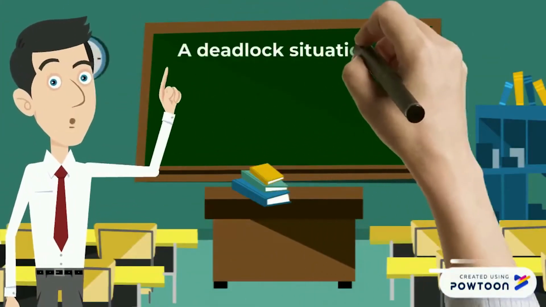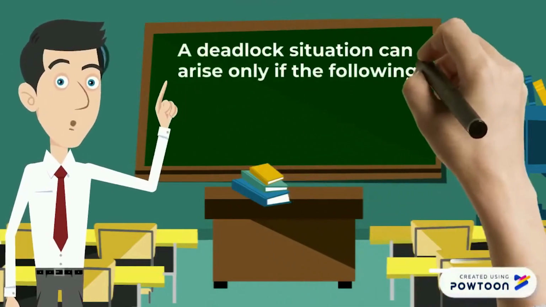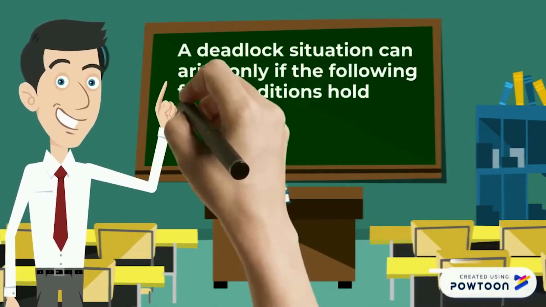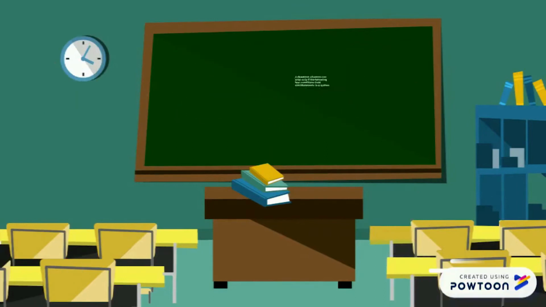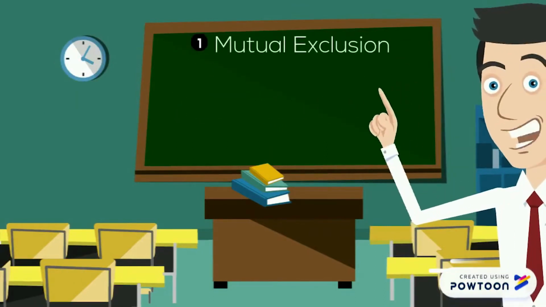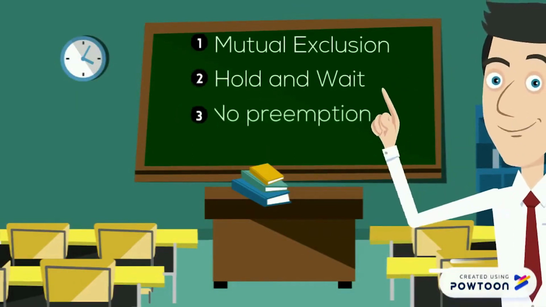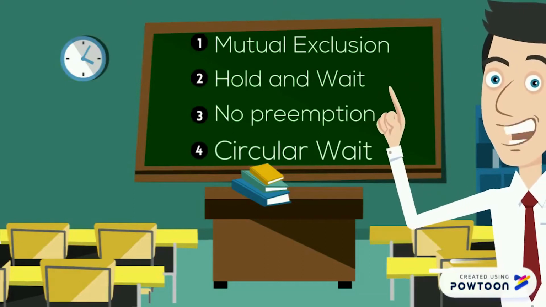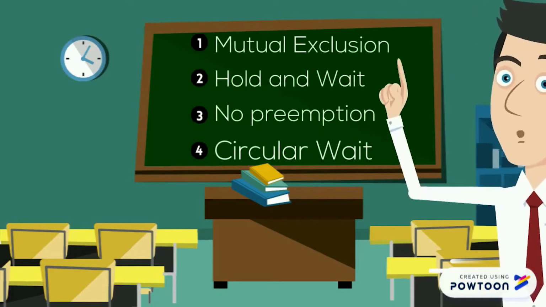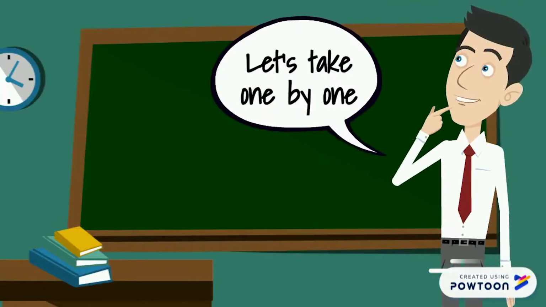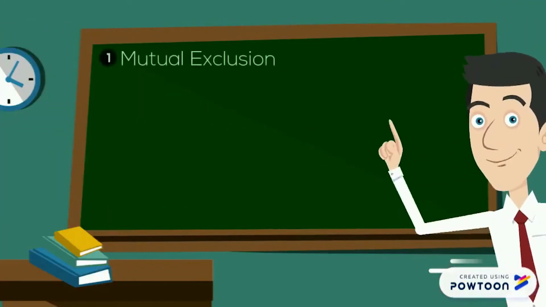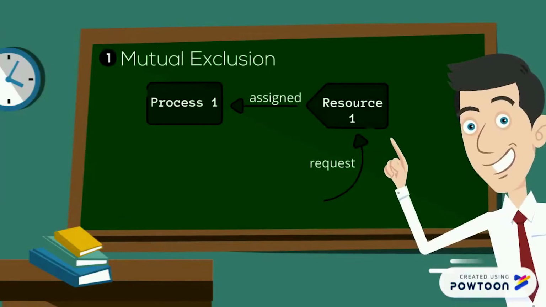A deadlock situation can arise only if the following four conditions hold simultaneously in a system. Let's see. 1. Mutual exclusion. 2. Hold and wait. 3. No preemption. 4. Circular wait. Let's take them one by one. Number 1. Mutual exclusion. Two processes cannot use the same resource at the same time.